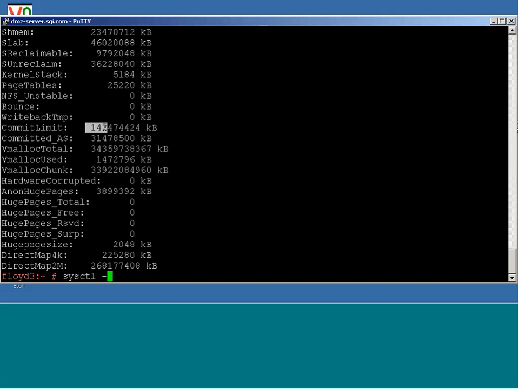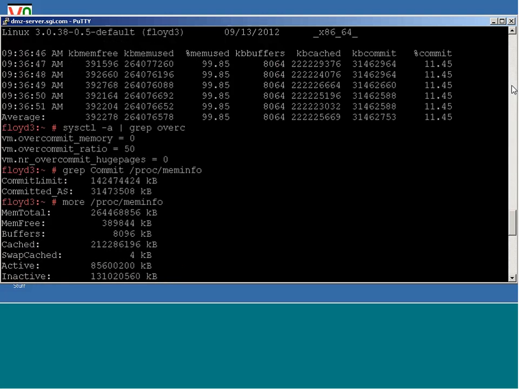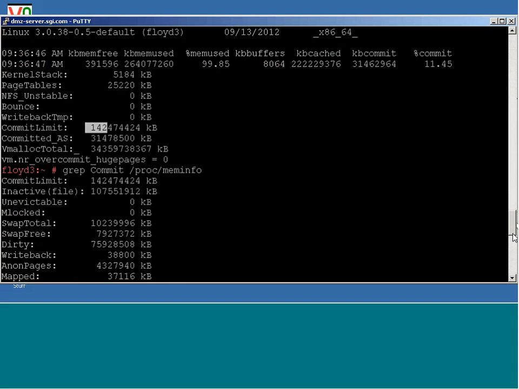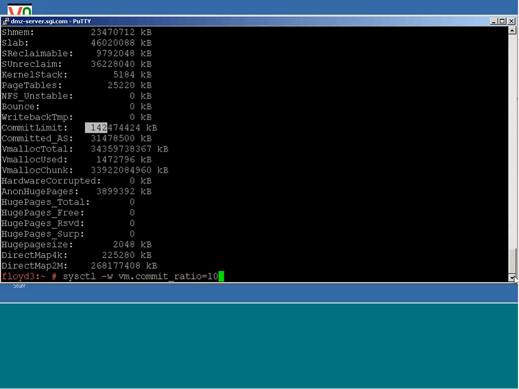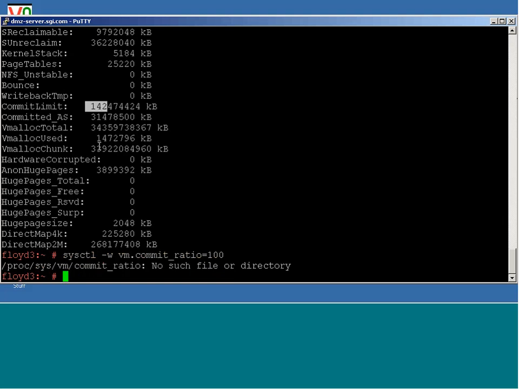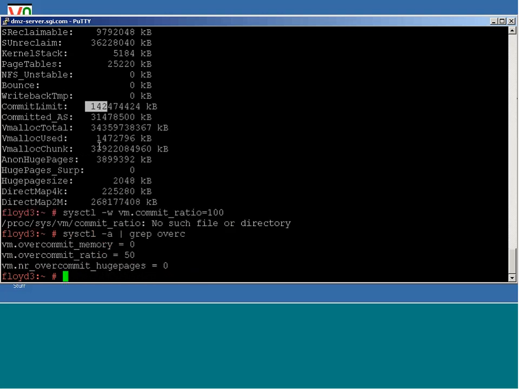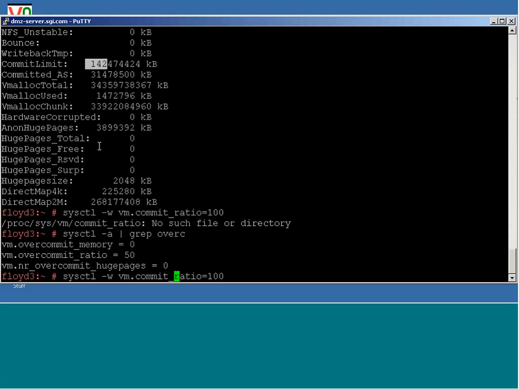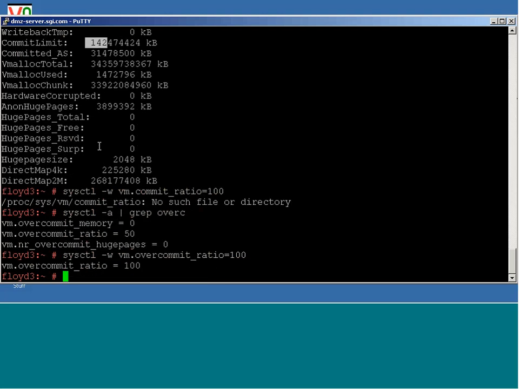Let me do a sysctl -w vm.overcommit_ratio, let me make it 100% now. And we were at 142 gig. Oops, what did I do wrong? Overcommit ratio. Here we are.